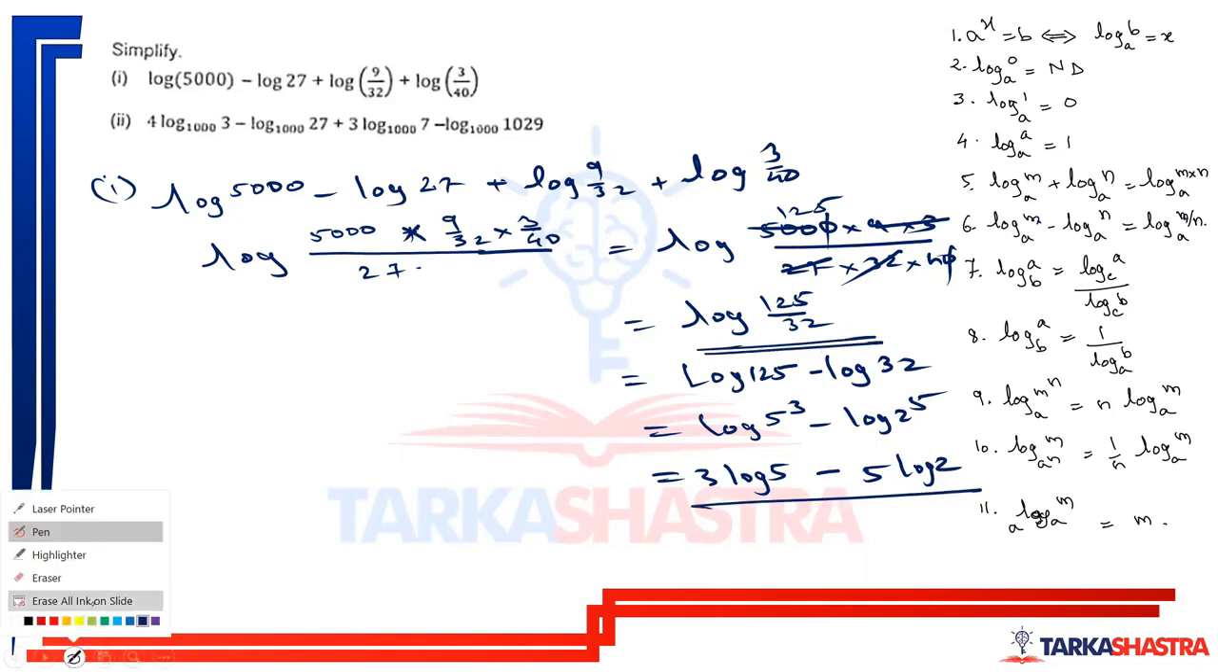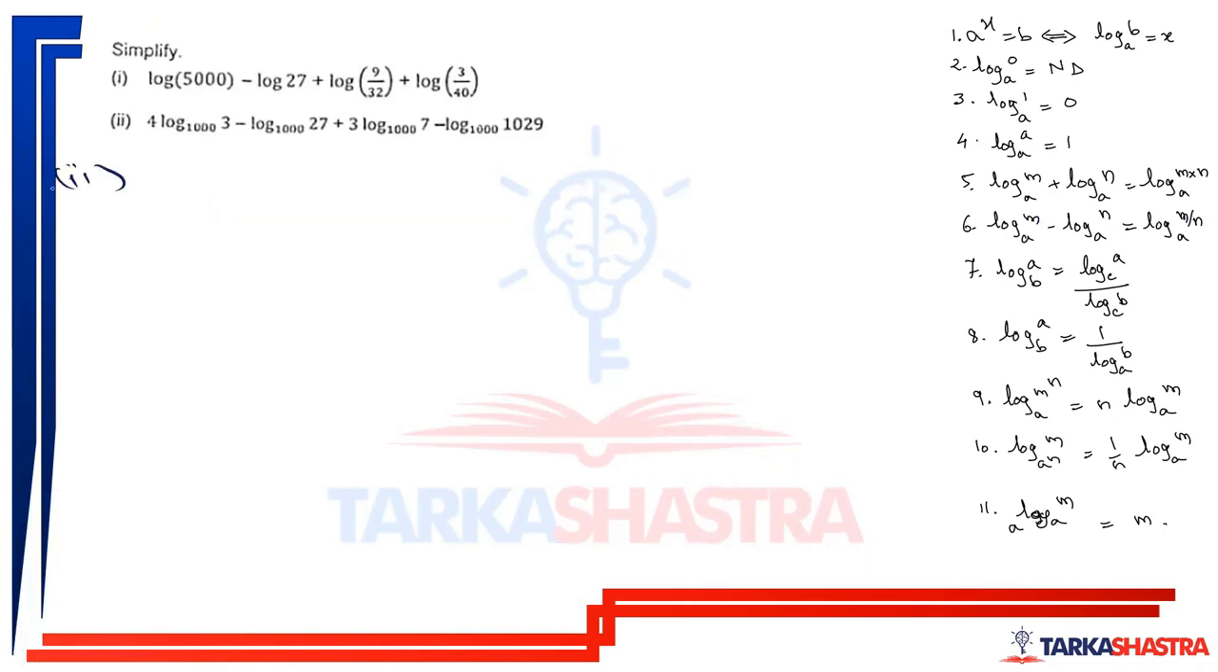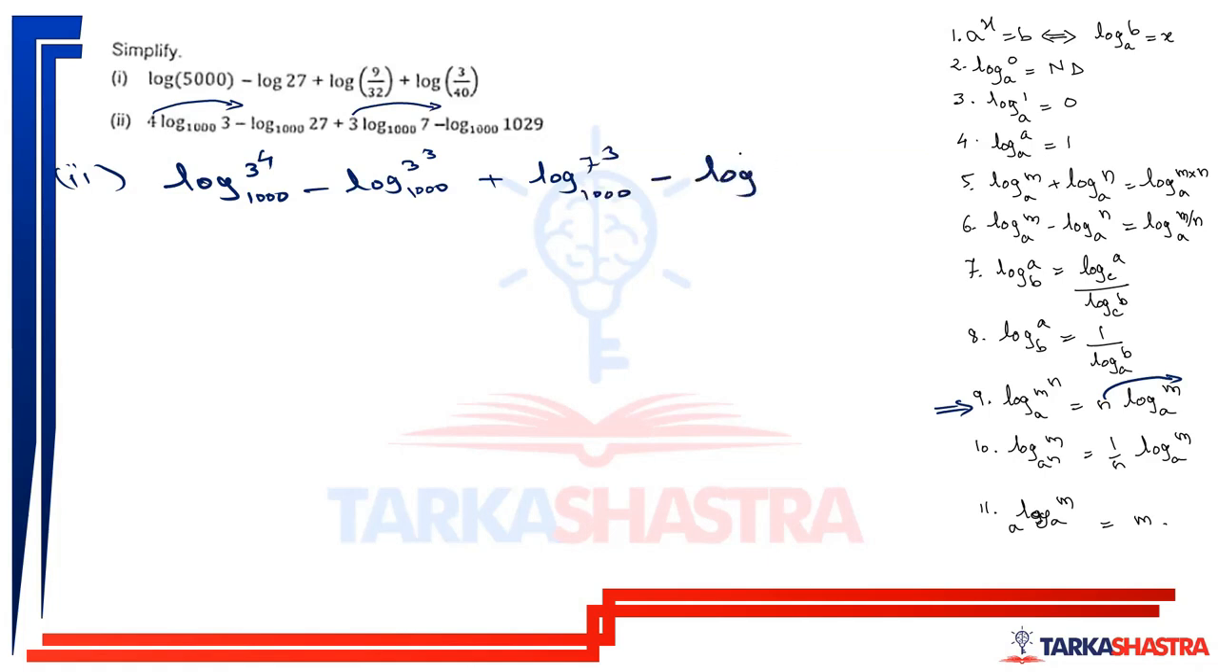Okay, moving forward, trying to solve the second question. You are supposed to pause the video, try it yourself, and then move forward. So what we have is log 3 to the power 4 to the base 1000. This 4 will go here according to this property, so this n will go here and become the power. Minus log 27, which is 3 cube, to the base 1000, plus log 343, this 3 will come here and it will become 7 cube to the base 1000, minus log 1029. 1029 is 343 into 3, to the base 1000.